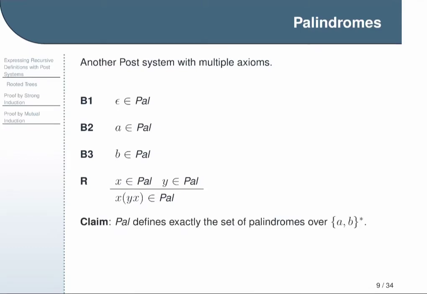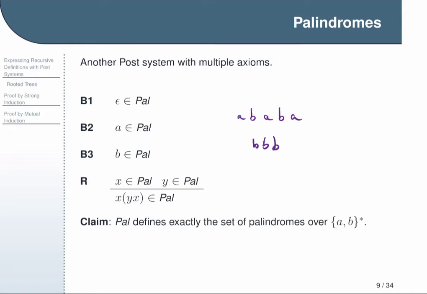And then the claim is that this set pal defines exactly the set of palindromes over the Kleene closure of the alphabet A, B. That's not something we're going to prove right now, but it is worth thinking about because it's kind of an amazing fact, right? That any palindrome, any string that can be read backwards and forwards, is somehow producible from these 4 rules. It may be interesting to try to write some out and then derive them as an exercise.